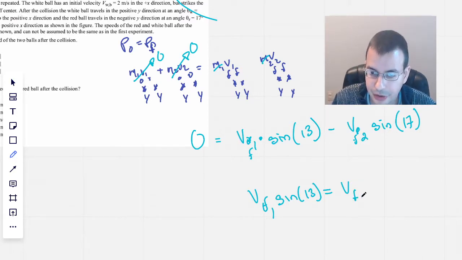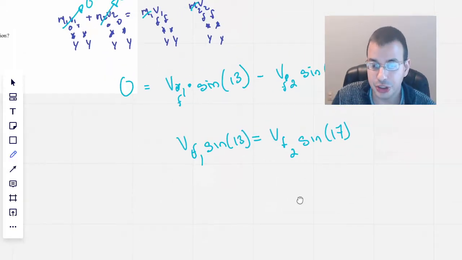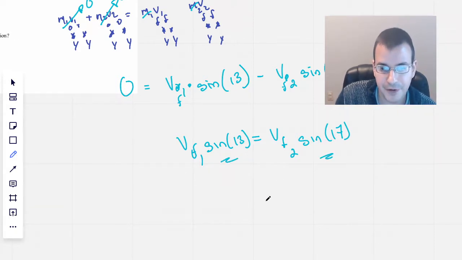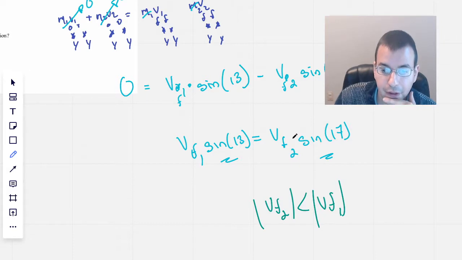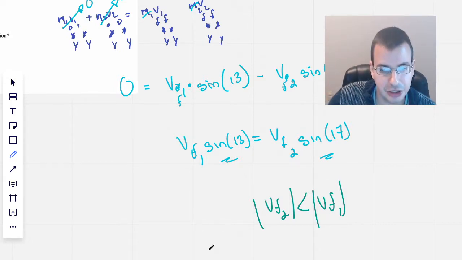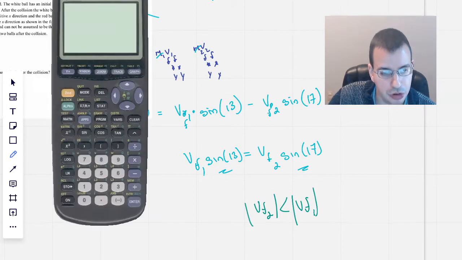There we go. Final 2 times the sine of 17. So intuitively, this is going to be bigger. This is going to be smaller. And so for them to be equal, VF2 magnitude is smaller than VF1, because big times small will equal small times big. Just intuitively speaking. So actually, I'm going to make sure real quick.